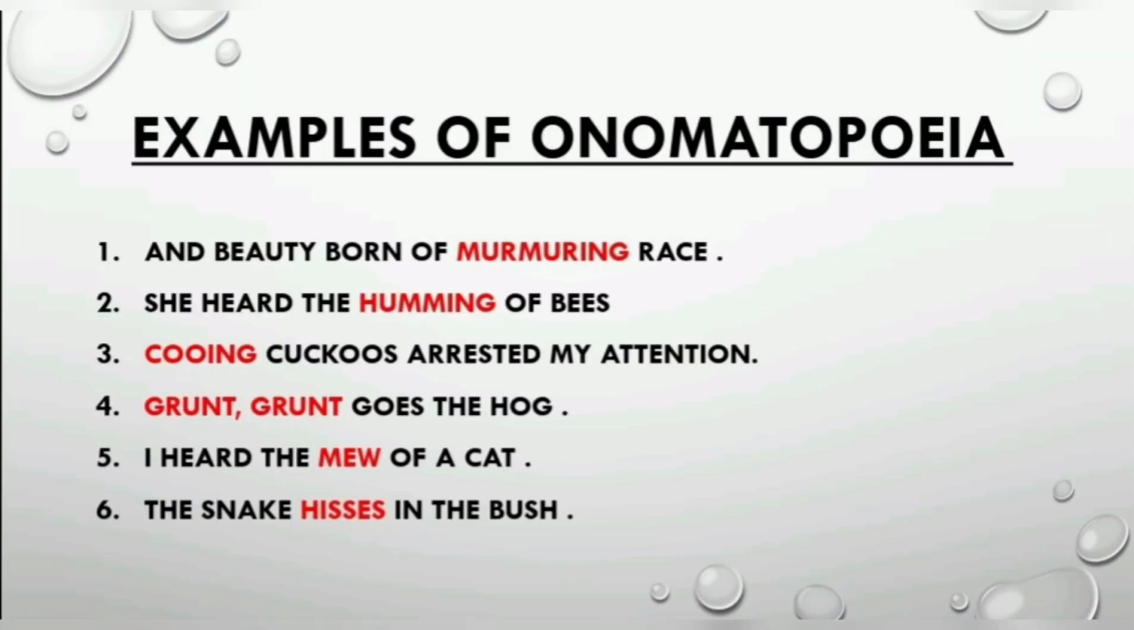Let us now closely observe how beautifully a poet uses onomatopoeia to give musical effect to his writing. The first one is, and beauty born of murmuring sound. The words which are bold with red are the examples of onomatopoeia. So murmuring, the sound of murmur. Next is, she heard the humming of bees. So the word is imitating the sound, the humming of bees. Cooing cuckoos arrested my attention. Cooing is onomatopoeia, the sound.